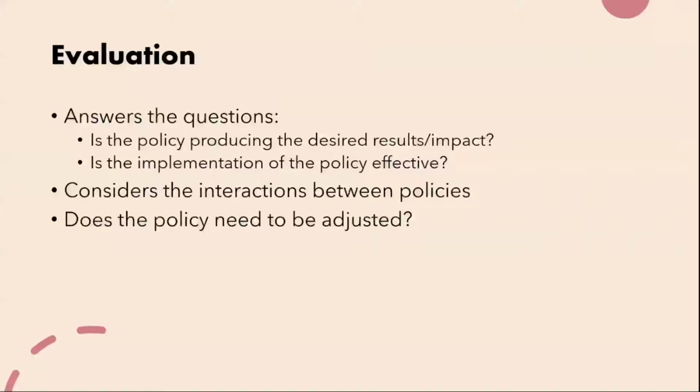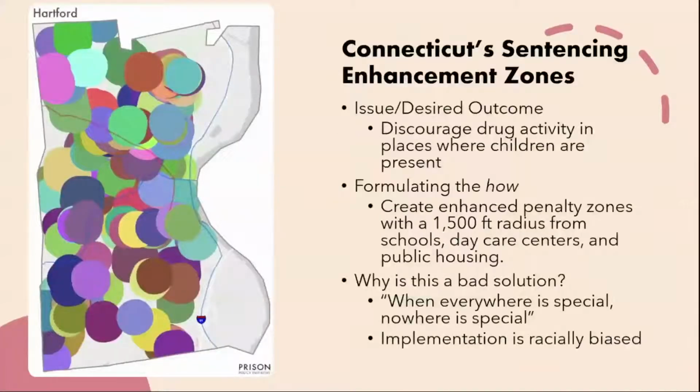All right, so now we're going to take a look at an example of what a policy was intended to do and the actual outcomes. In this article, Reaching Too Far: How Connecticut's Largest Sentencing Enhancement Zones Missed the Mark, Legal Director for the Prison Policy Initiative, Ms. Alex Katstrua, explains how a Connecticut policy solution failed to consider equity and became ineffective.